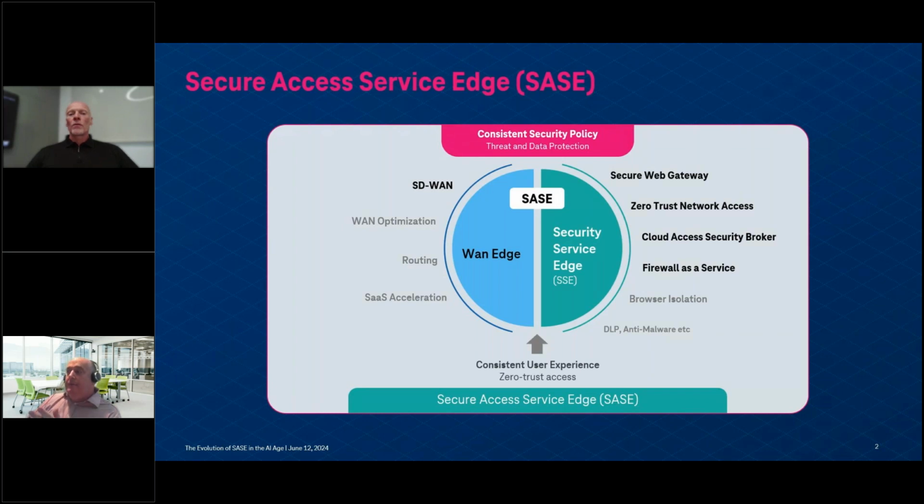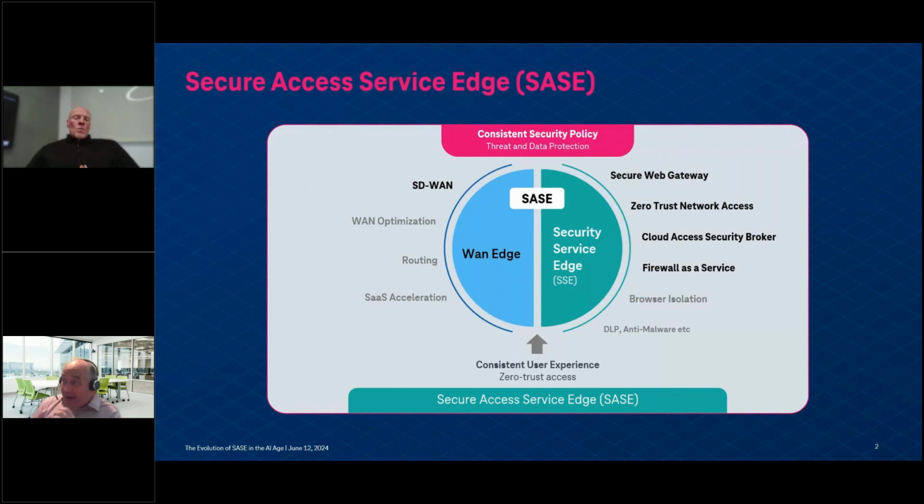Okay. The reason they're in bold is that when Gartner were coming up with their definition of what SASE is, they said that SD-WAN, SWG, ZTNA, the cloud access security broker, and firewall as a service will be the key components. That's what SASE is.